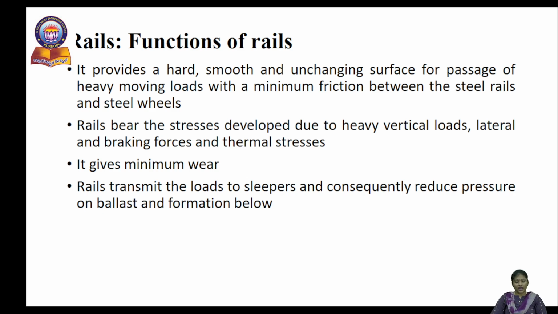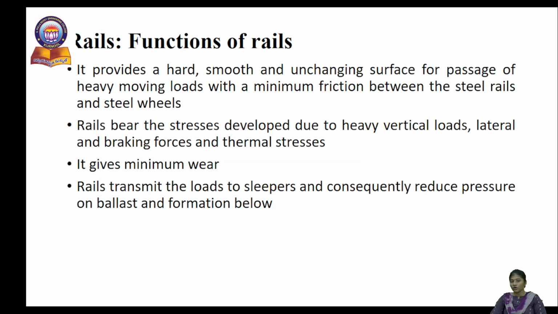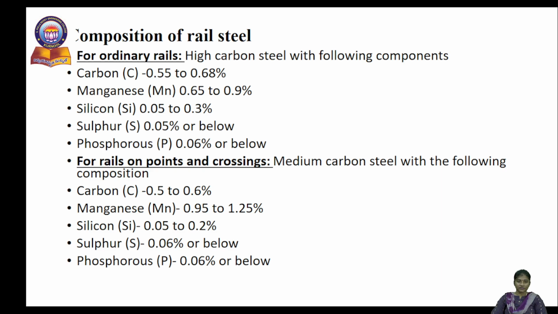And there are some other functions. It must provide a hard, smooth and unchanging surface for the passage of heavy and fast moving trains. The rails must bear the stresses induced due to vertical loads as well as lateral forces, braking forces and thermal stresses. It must give minimum wear, and it must transmit the load to the underlying sleepers. So these are the four functions of the rails.